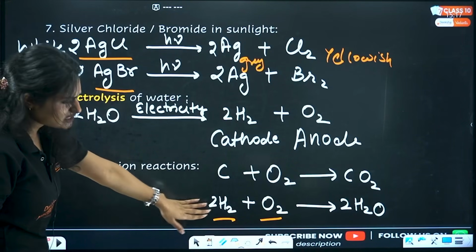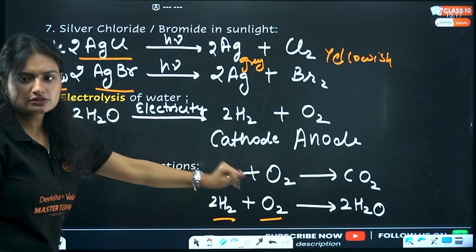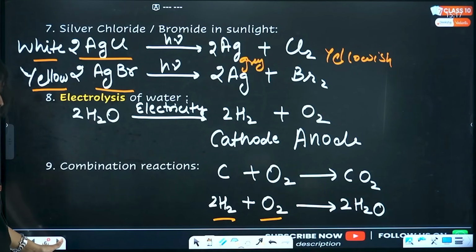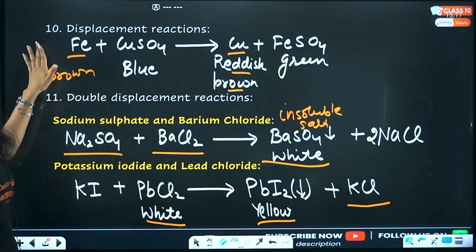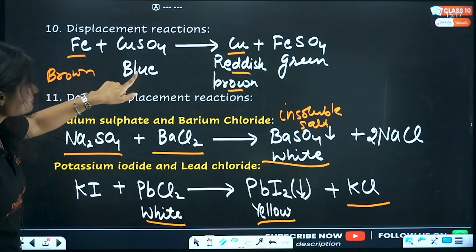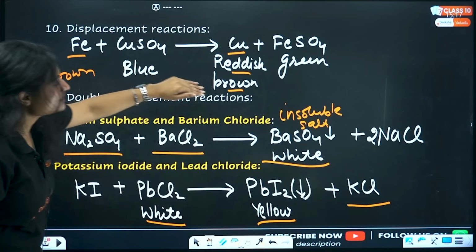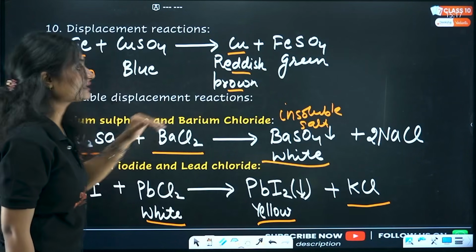Combination reaction, very easy. Carbon combined with oxygen, we get carbon dioxide. Hydrogen combined with oxygen, we get water. Next, a displacement reaction. These are single displacement reactions, right? Brown colored iron combines with blue colored copper sulfate, we get reddish brown copper and green colored iron sulfate.